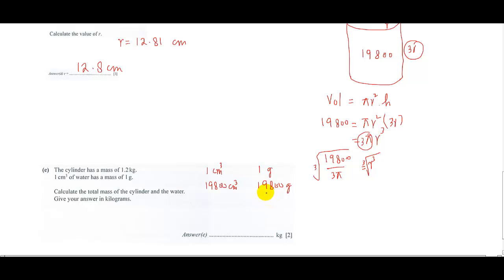So now let's convert this into kg. We will divide it by 1000, so it will be 19.8 kg. So the total mass is, the water has mass 19.8 kg and the cylinder has 1.2 kg. So it is 21 kg.